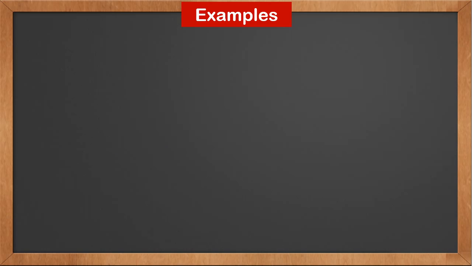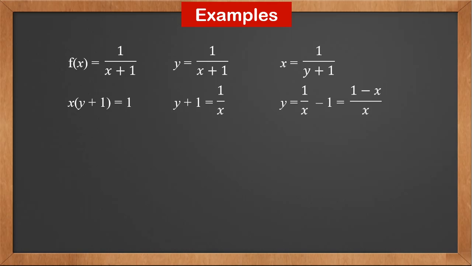Let's look at a couple more examples of how to find the inverse function. F of x is 1 over x plus 1. First, we let y equal 1 over x plus 1. Then, swap x and y, and get x equals 1 over y plus 1. Multiply y plus 1 over, we get x times y plus 1 equals 1. So y plus 1 is 1 over x. Therefore, y is 1 over x minus 1. This is 1 minus x over x. So f inverse is 1 minus x over x.